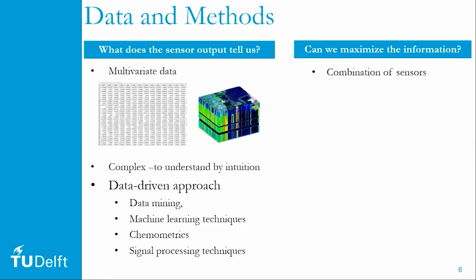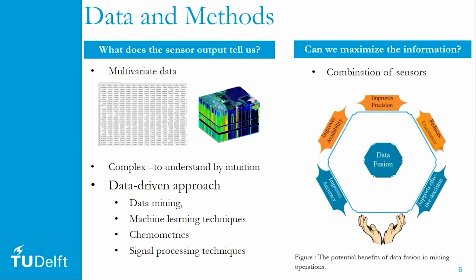Data fusion is the integration of different sensor outputs into the same model. So the synergy between data blocks can maximize the accuracy of the models. It could be classification models or prediction models. So data fusion can improve precision, reduce uncertainty, and improve availability and accuracy. So sensor technology coupled with data analytics can be used to characterize material at different levels, from identification to classification and quantification.